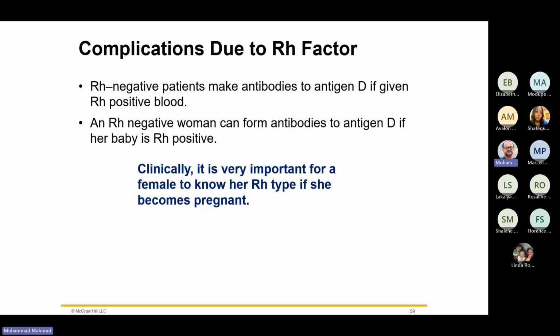Clinically, it is very important for a female to know her Rh type if she becomes pregnant. If needed, with an Rh negative mother, antigen D is given so that there should not be any complication if the mother is carrying an Rh positive baby.